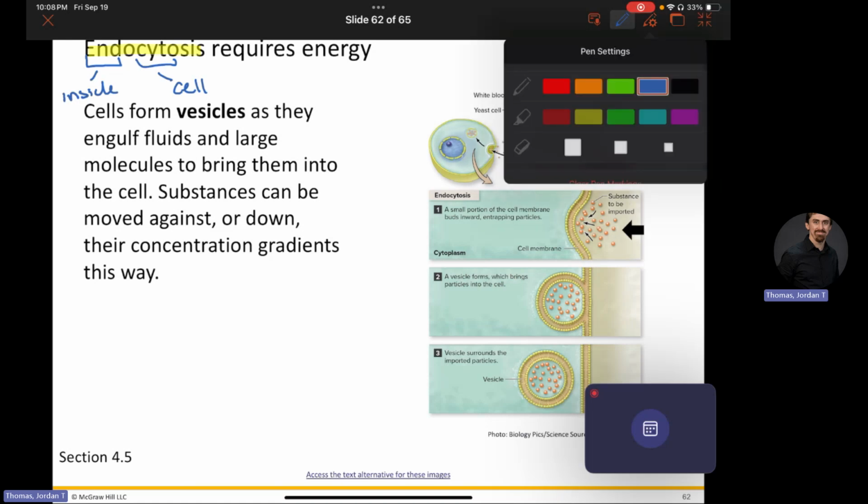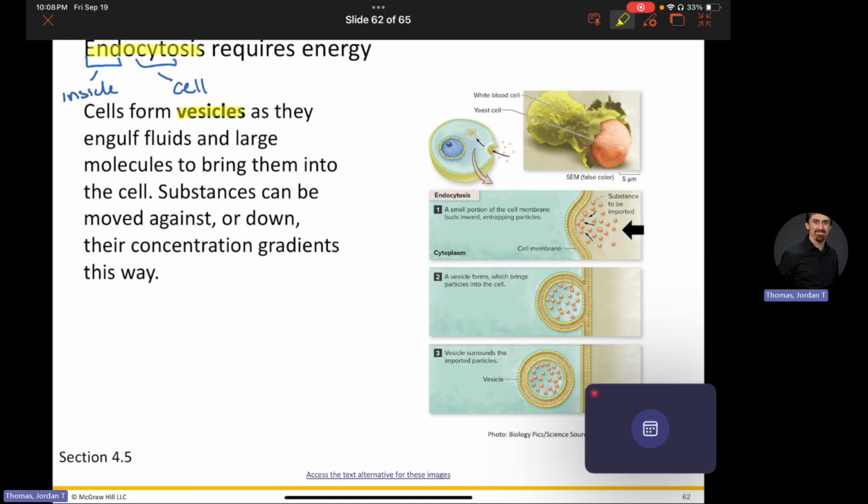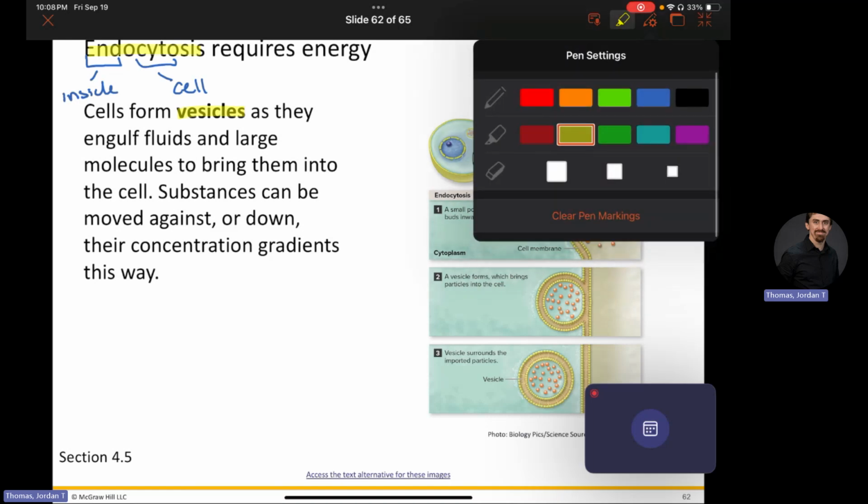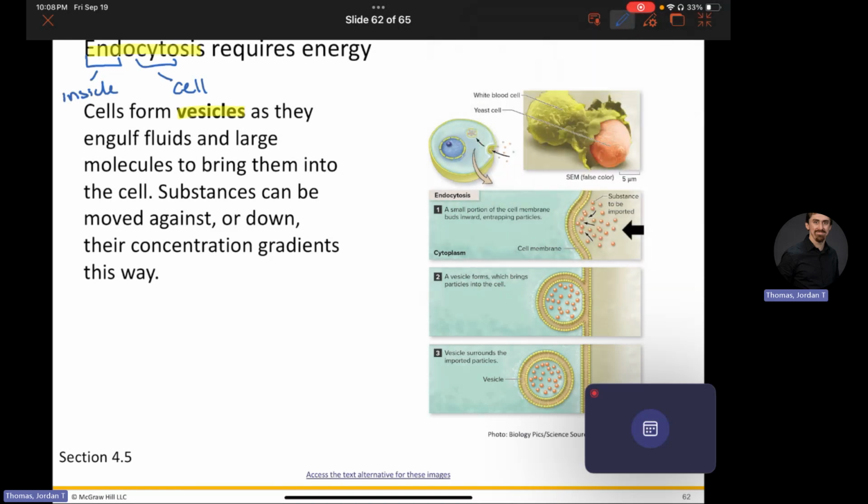The cell forms vesicles as they engulf fluids and large molecules to bring them into the cell. Substrates can be moved against or down their concentration gradient. So endocytosis is still active transport because we are using energy. But something's going into the cell through the membrane, because we're using vesicles.